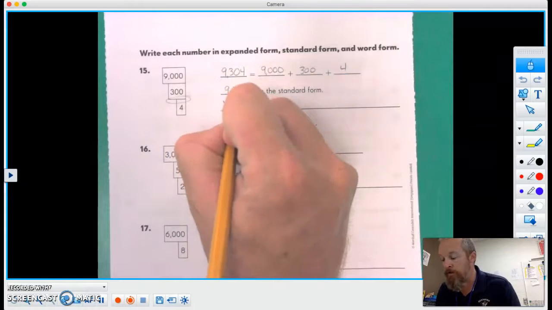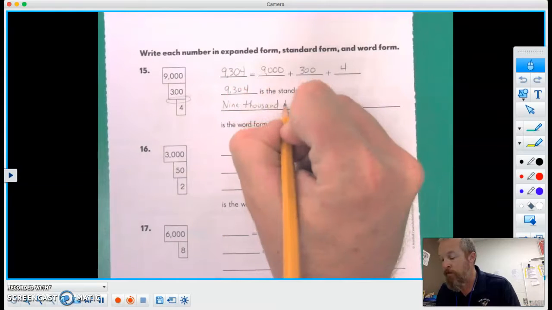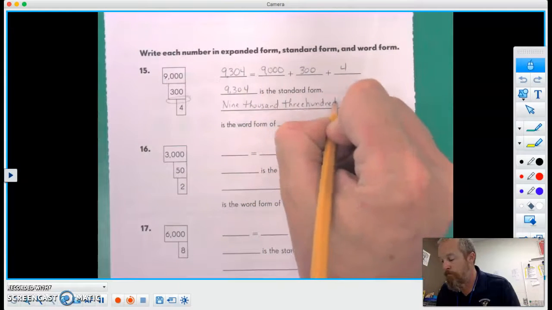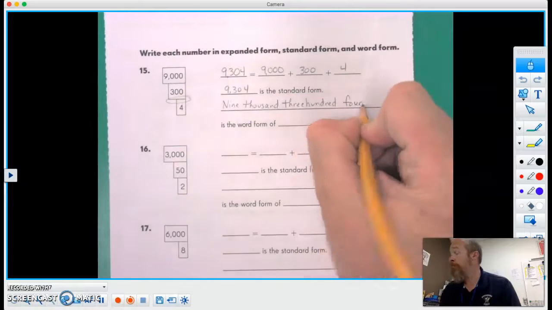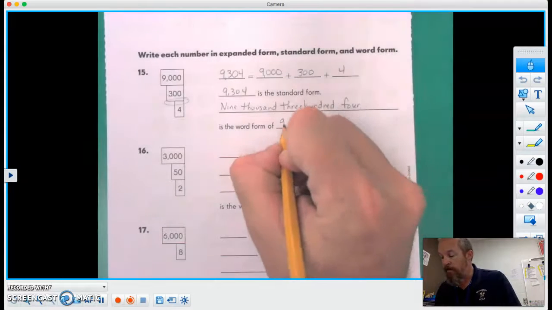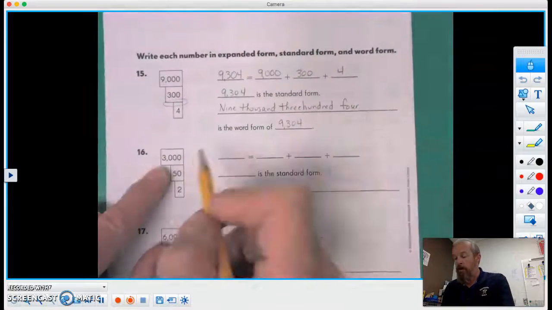Here we have our number words for 9,304, and that is the word form of 9,304.